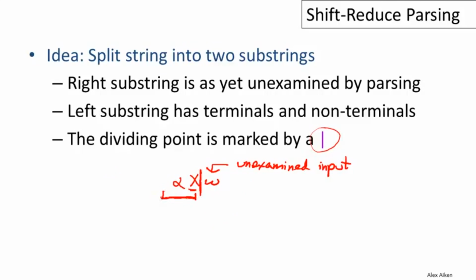So this stuff to the left here can be terminals and non-terminals, and the parser has seen all of that stuff. And the stuff to the right is stuff that the parser hasn't seen yet. We don't know what's out there, although we do know it's all terminal symbols. And the vertical bar is just going to mark the dividing line between the two substrings.